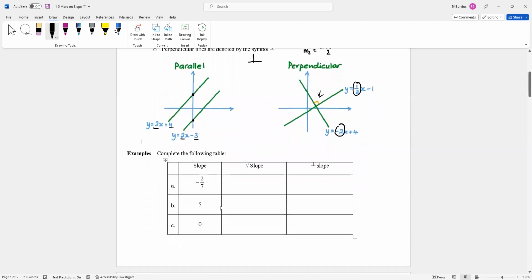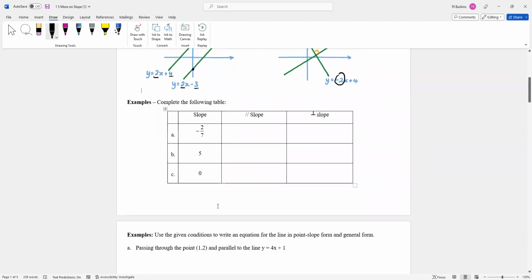Okay, so see if we can complete this table here. So we have a slope given. We would like to know what would be the slope of a line parallel to each one of these and then perpendicular. Well, the parallel's pretty easy, right? Remember that the slopes of parallel lines are the same. So for each one of these, it's the exact same value.